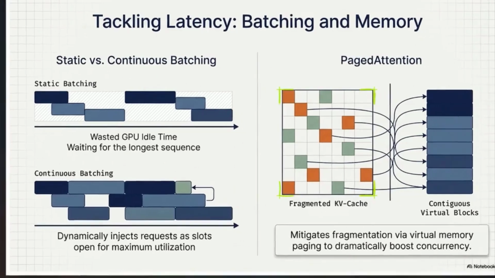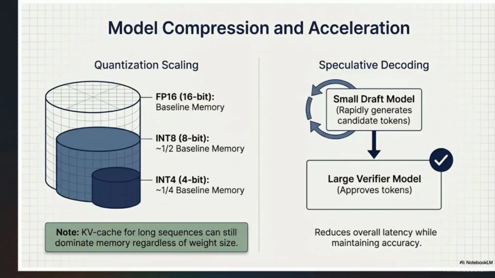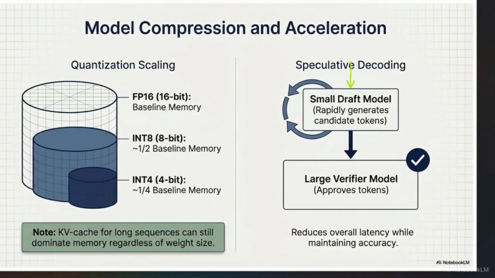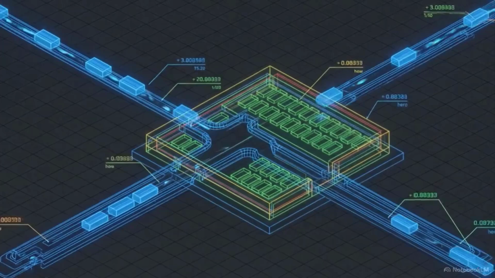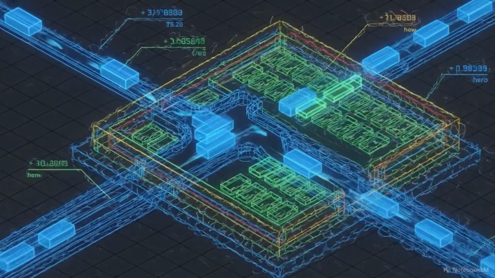To mitigate the fragmented KV cache, PagedAttention treats the cache like virtual memory, breaking it into non-contiguous blocks to increase concurrency. Model compression reduces memory requirements. Quantization scaling cuts data precision from 16-bit to int8 or int4, shrinking the footprint. Speculative decoding further reduces latency. An efficient draft model generates candidate tokens, which a larger verifier model quickly approves. These specific engine-level optimizations, PagedAttention and continuous batching, are the mechanisms used to overcome the physical VRAM limits inherent in large models.